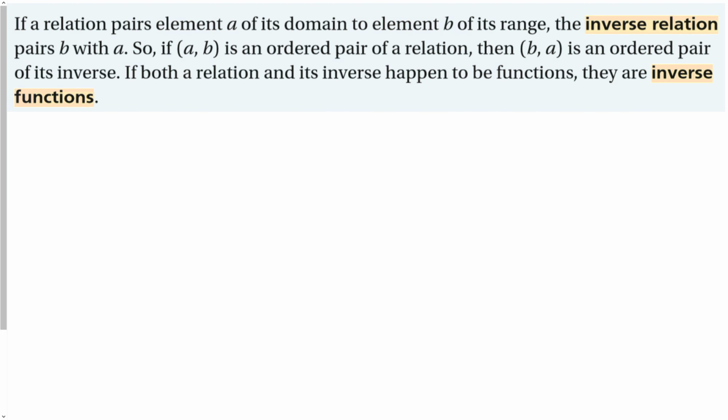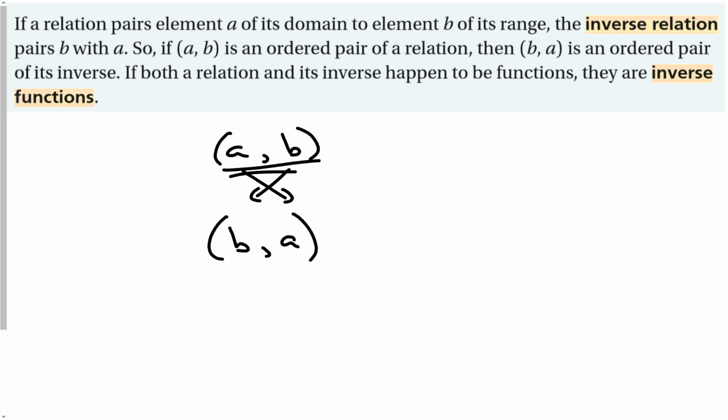To remember what a relation was, I think that was section 2.1. A relation is just something that has some sort of input and some sort of output. So if a relation pairs an element of the domain A with an element of the range B, the inverse relation switches them. So it takes B as the input and A as the output.